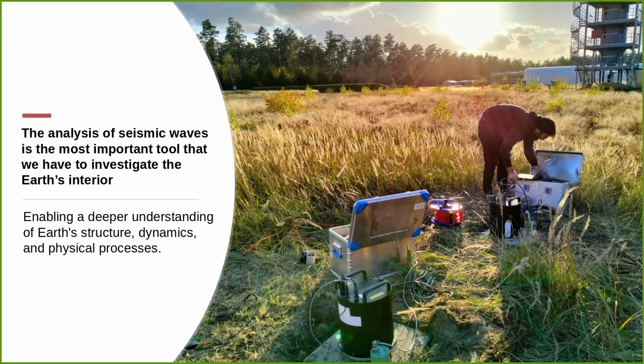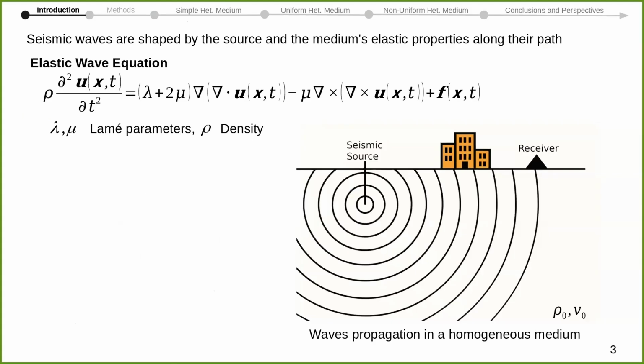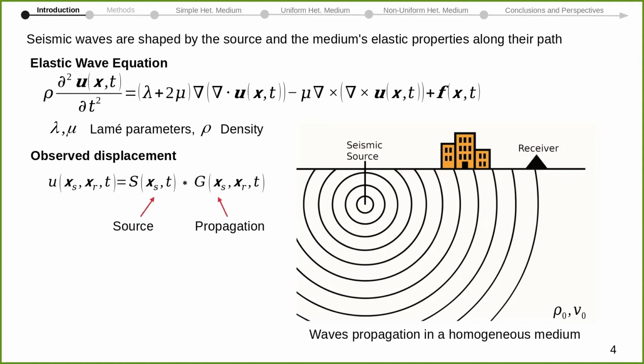The reason why we can use seismic waves is that as they are propagating inside the Earth, or any propagating medium, their propagation is shaped by the elastic and inelastic properties of the medium itself. More specifically, their propagation is governed by the wave equation. At any observation point, if we neglect the instrumental response, we will observe a signal composed of two contributions: one related to the source that generates the signal, and another related to the propagation of waves between the source and the receiver.